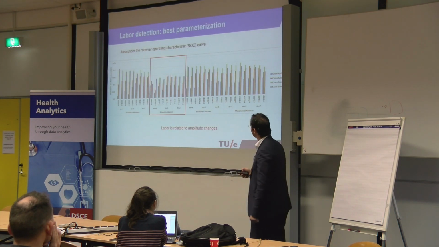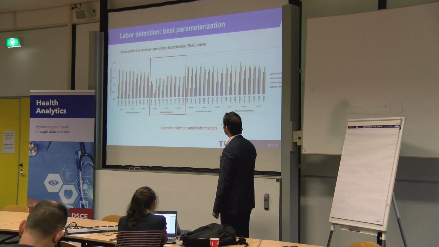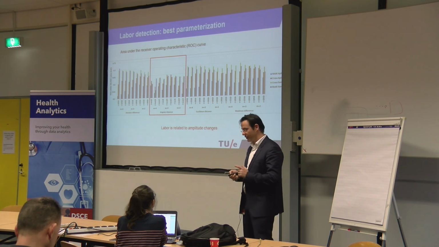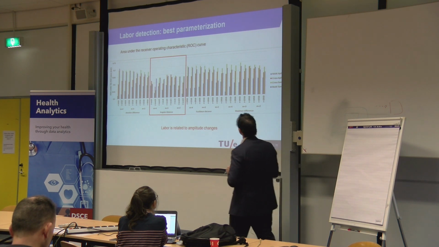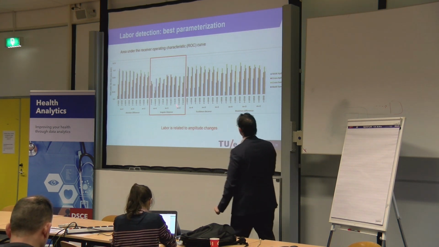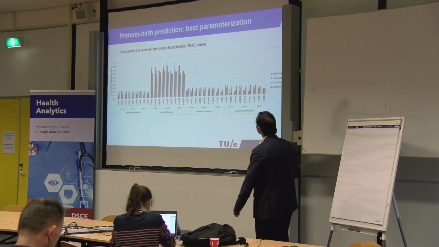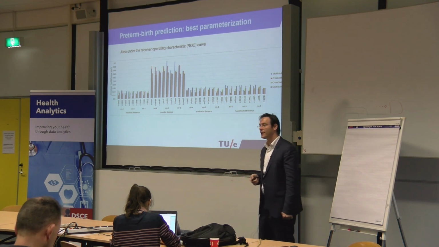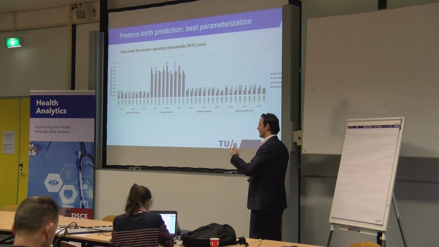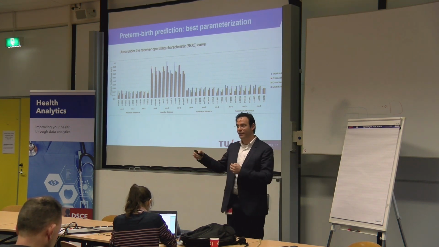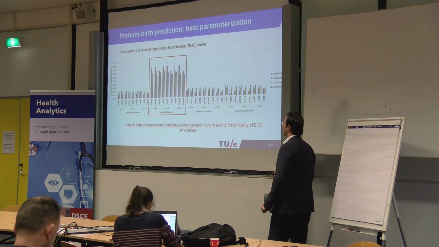And here you see, in fact, that if you want to measure labor, then using the inner product as a distance doesn't work that well. So probably we can conclude that labor is more related to amplitude changes in the signal. Instead, it works very well when we want to predict preterm delivery. That means that the pathway leading to preterm delivery is really a special pathway that we can recognize by looking at entropy, discarding amplitude information.